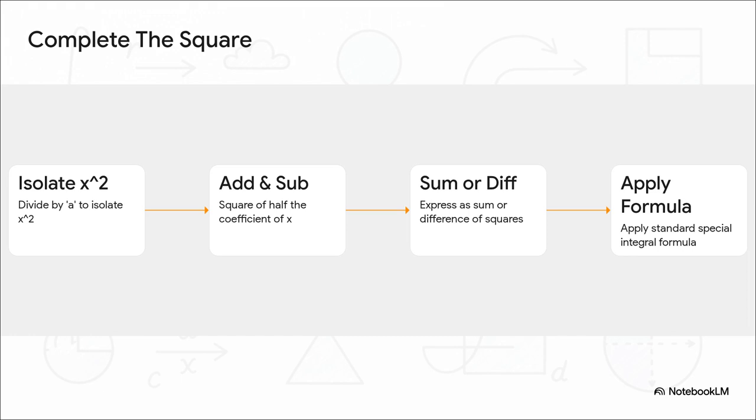Step 1, isolate your x squared by factoring out that coefficient a. Step 2, complete the square by adding and subtracting the square of half the coefficient of x. Step 3, express that denominator as the sum or difference of two perfect squares. And finally, just apply one of your special integral formulas. If you follow these steps mechanically, honestly, you will never get lost, no matter how nasty the numbers look.